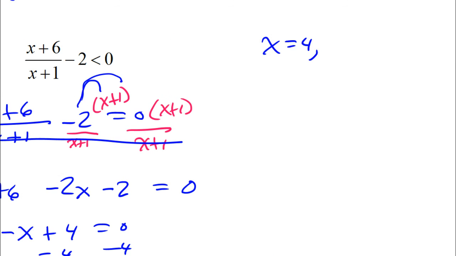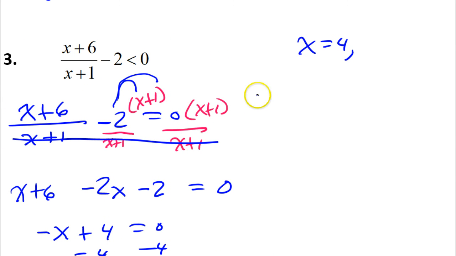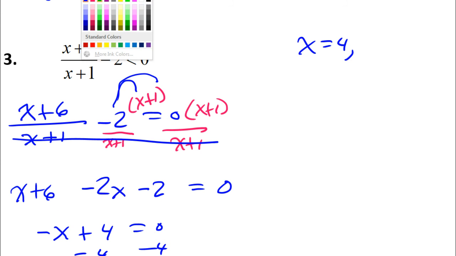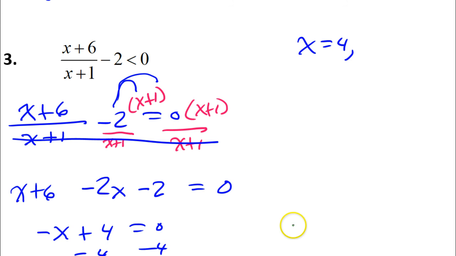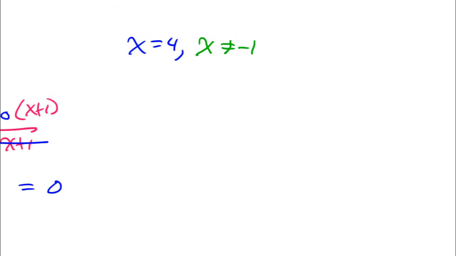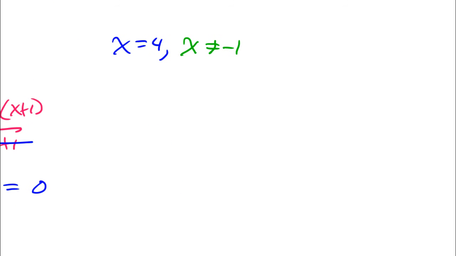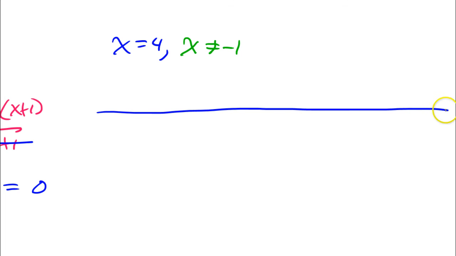Well, that's not all. For rational equations, there's something else that has to go on the number line. What is it? The excluded values. Looking at the x plus 1, I know that x cannot equal negative 1. So I got to put both of those things on that number line. So here we go. So here's my number line. Here's my negative 1 and my 4.